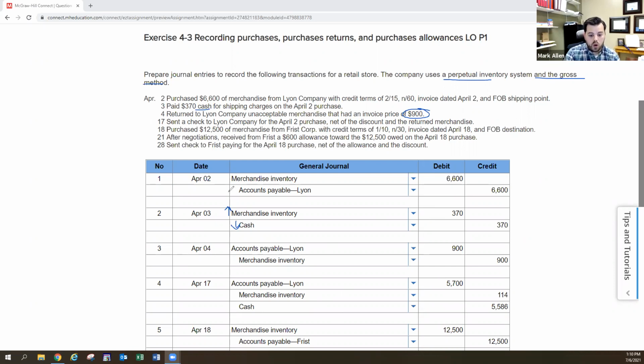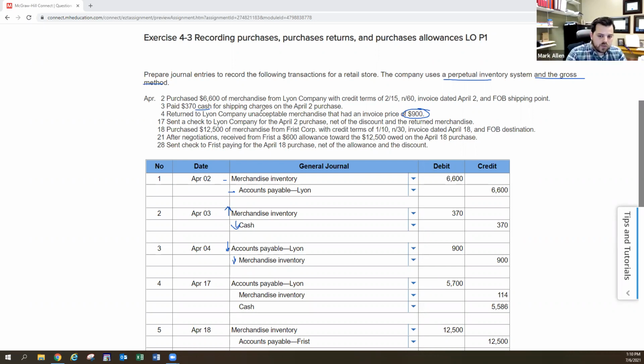So the amount you owe, accounts payable, will be coming down. So that will be going down with a debit. And then we sent back the item. So my inventory is also going down. Why? I don't have it anymore. I sent it back, right?